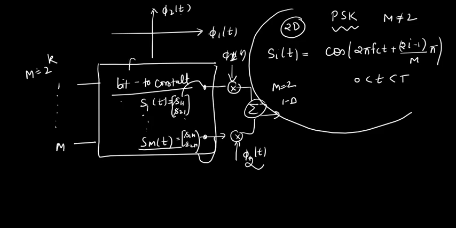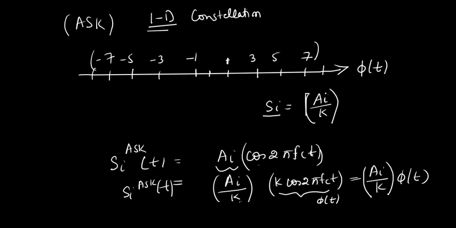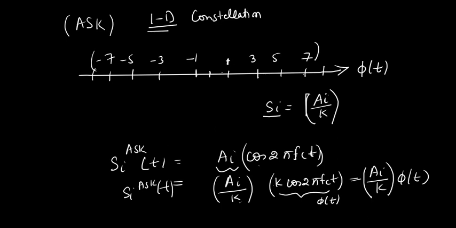So for PSK in general, we have a 2D constellation. If m is equal to 2, then the second point becomes 0. So here it will be 0. You understood my point? So this is PSK. What happens in ASK? In ASK, this point is always 0, only this point changes, this value changes. Understood my point?